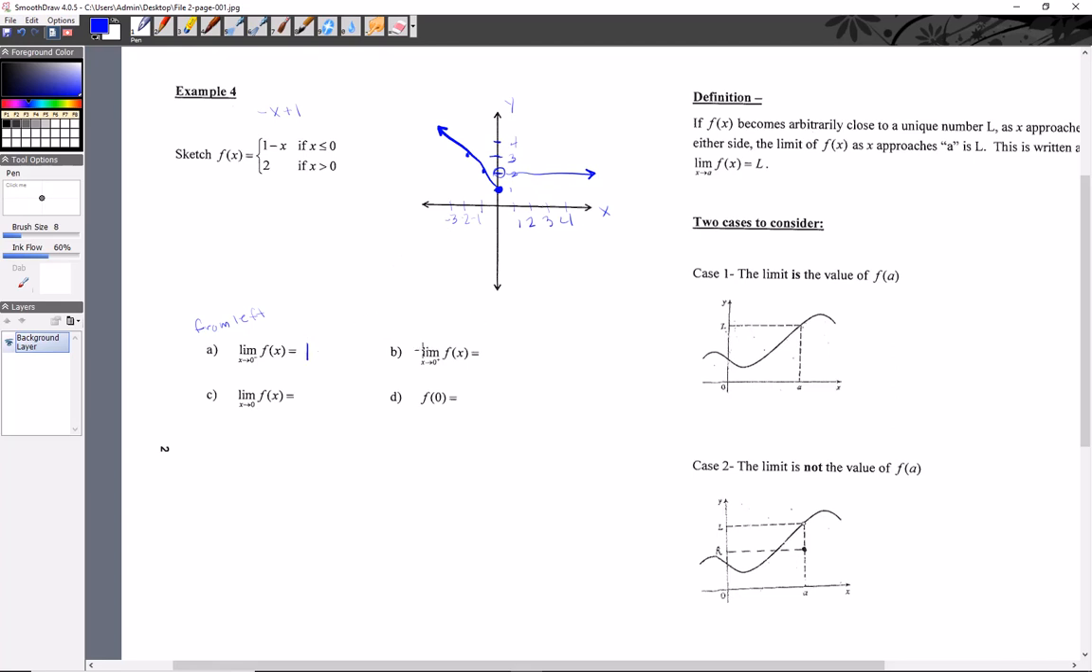So then they're asking us, well, what about the limit for this function as x approaches 0? And you notice that there's a little extra tacked on here. It's a plus sign. That means from the right.